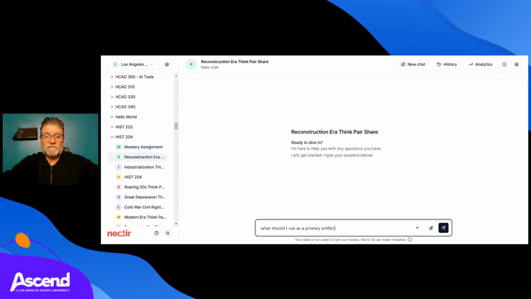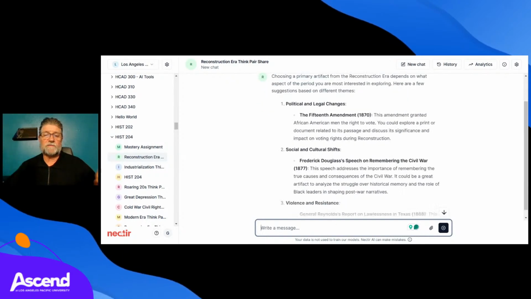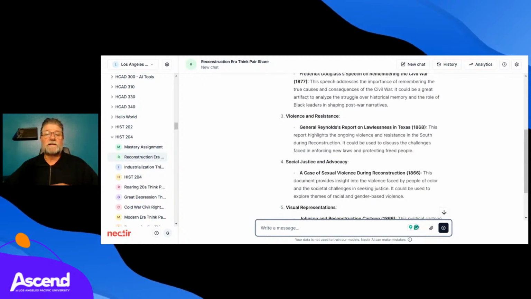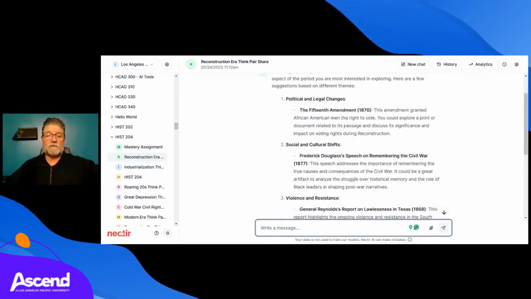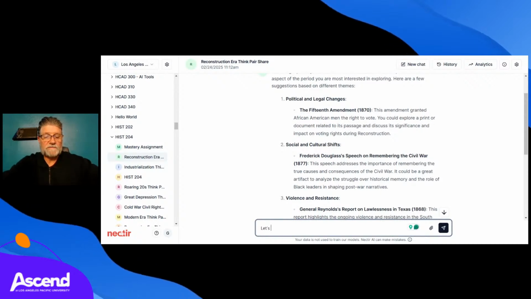So I'm going to start the conversation early, even before I started thinking in the think piece. I want this. So the 15th Amendment. Okay, let's use the 15th Amendment. Oh, okay. So let's chat about the 15th Amendment. I always forget the numbers on the different amendments.